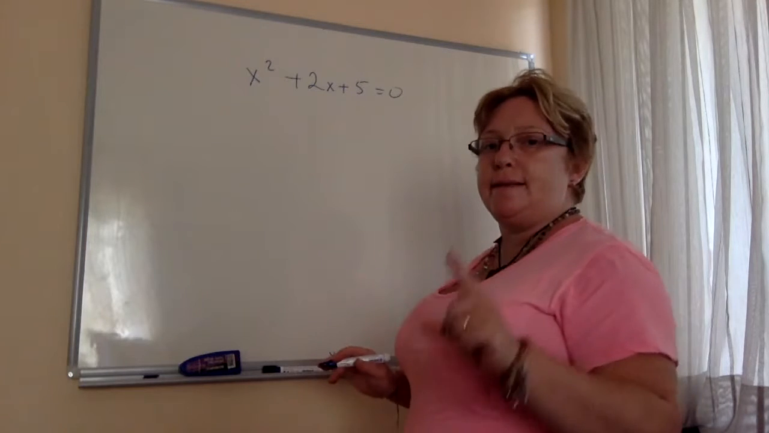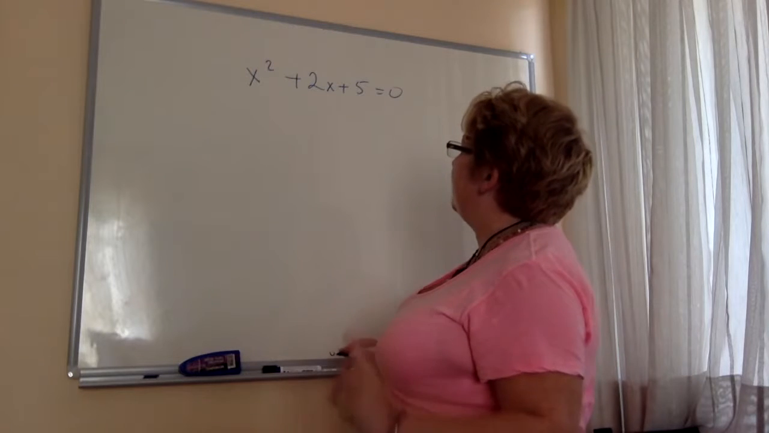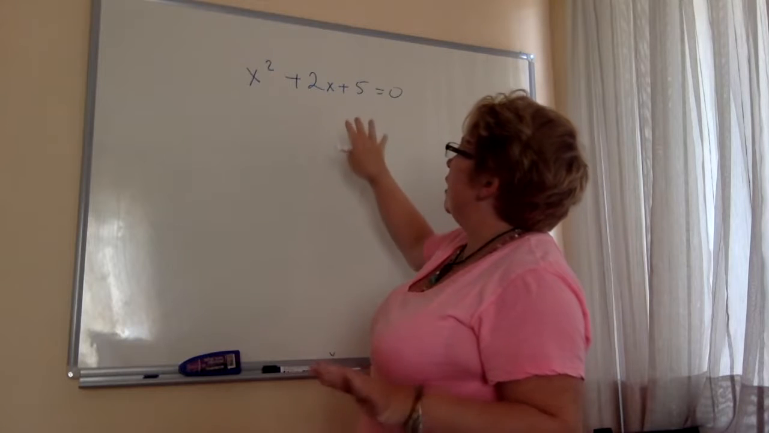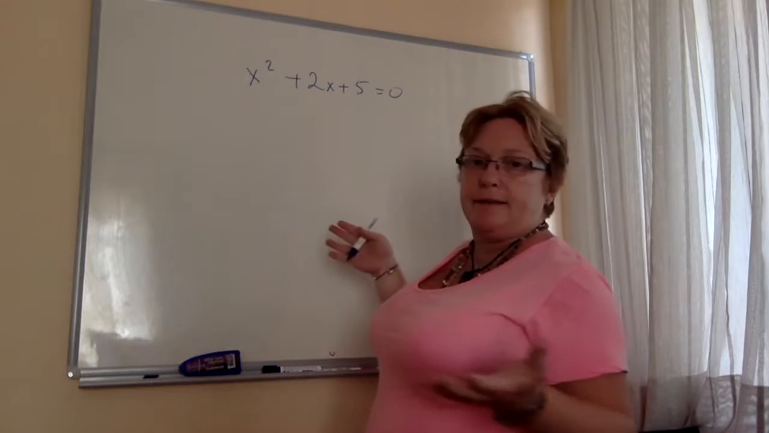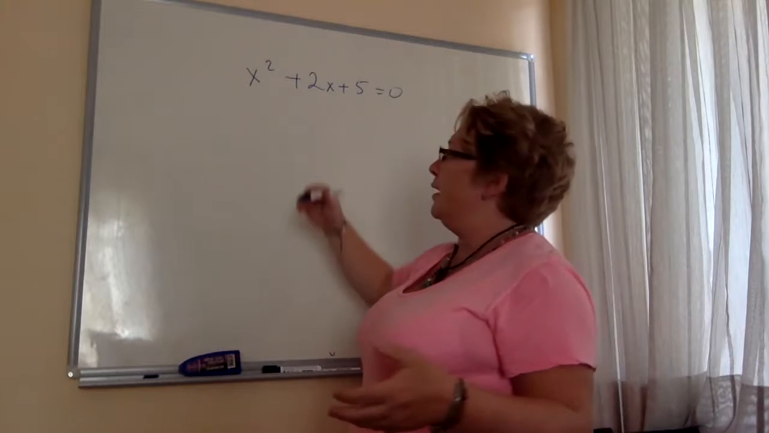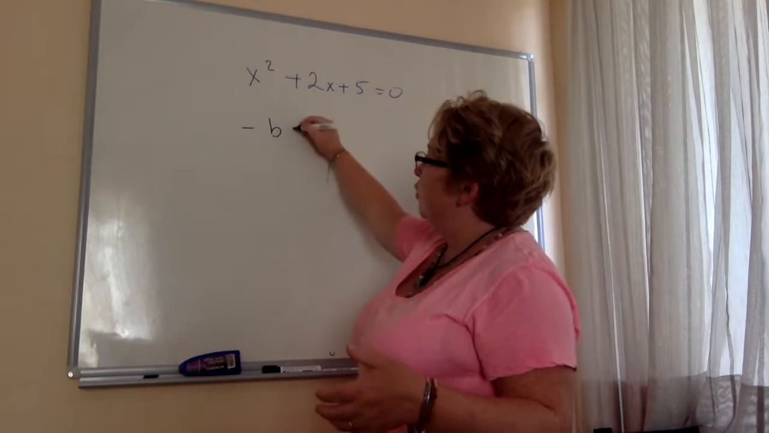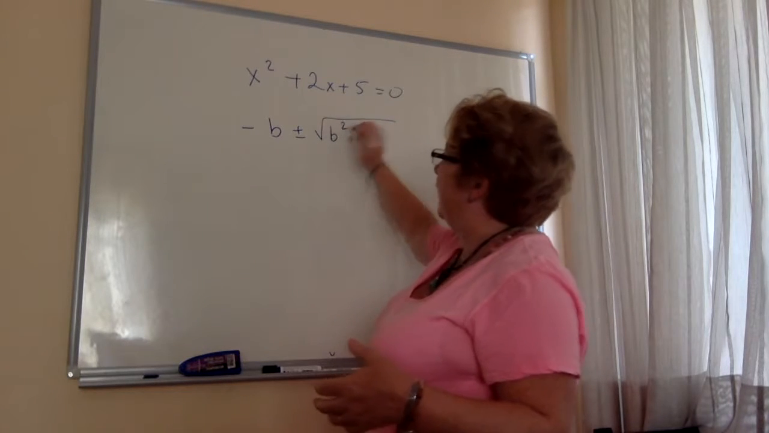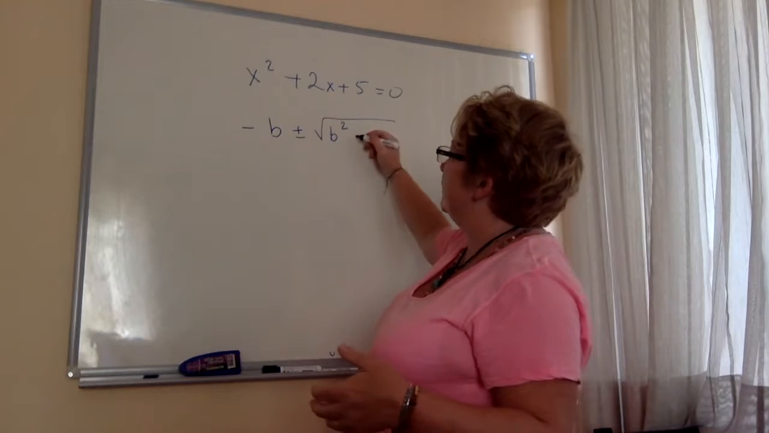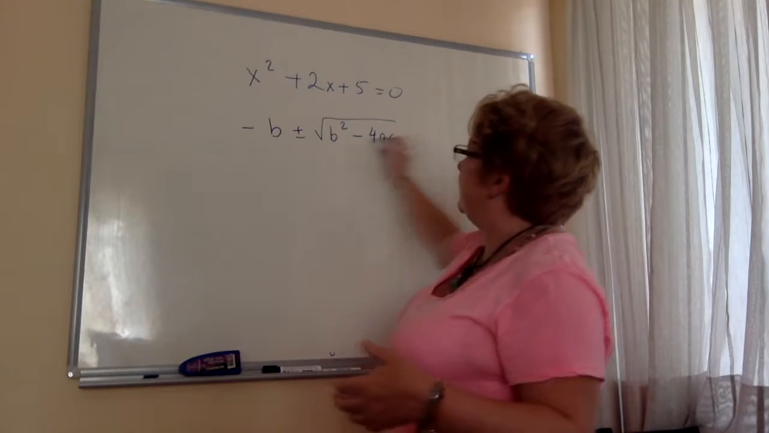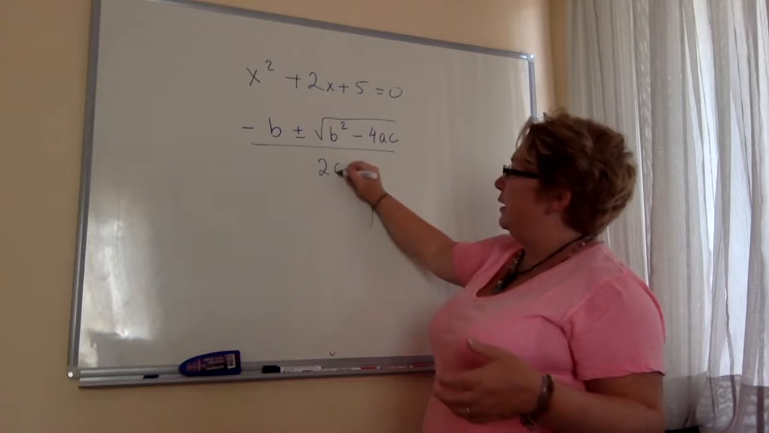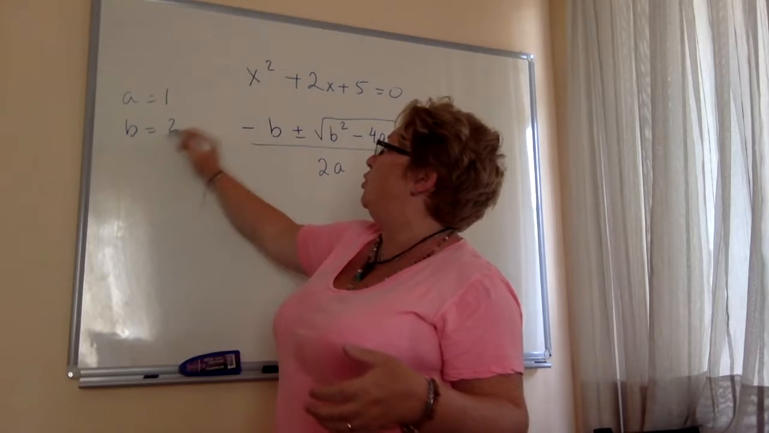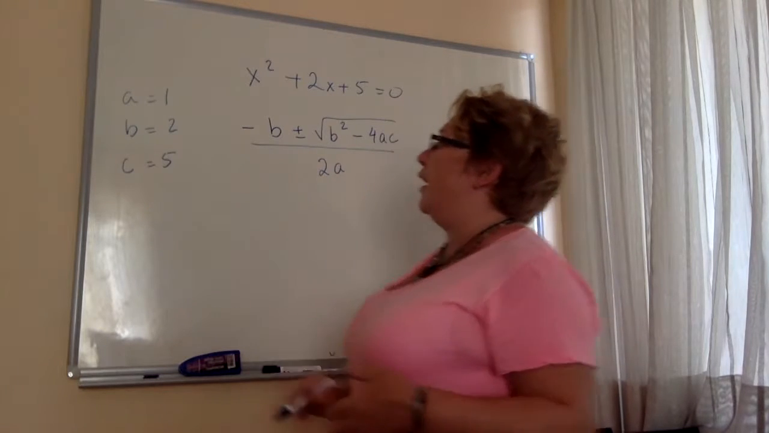Now let's take a look at this equation. x squared plus 2x plus 5 equals 0. This is another quadratic equation. Our first instinct is to try to factor this, but we find out we can't. And remember from previous work that you would use the quadratic formula. The quadratic formula said minus b plus or minus the square root of b squared minus 4ac all over 2a. Now, the coefficients here are a equals 1, 2 for b, and 5 for c.